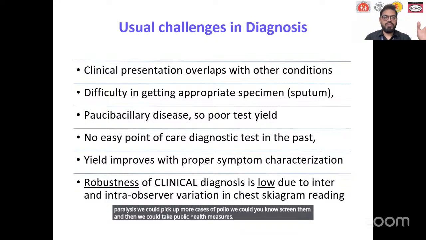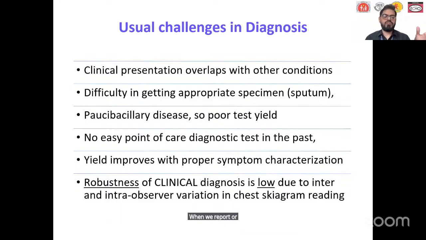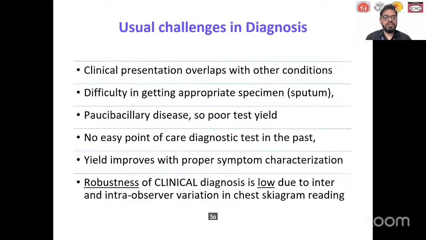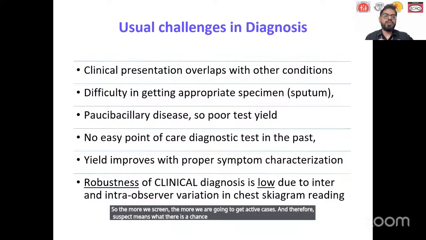Similarly, when we presume TB in a large number of cases with these kinds of symptoms going on for more than 2 weeks, we are going to screen a whole lot of the population, and in that we are going to pick up more and more TB cases. As we just saw, the detection gap of TB is 50% as far as pediatric TB is concerned. So the more we screen, the more active cases we are going to get. And therefore, suspect means what? There is a chance that it could be TB or it could not be TB. For example, I would think this is TB, somebody of you might not think this is TB.